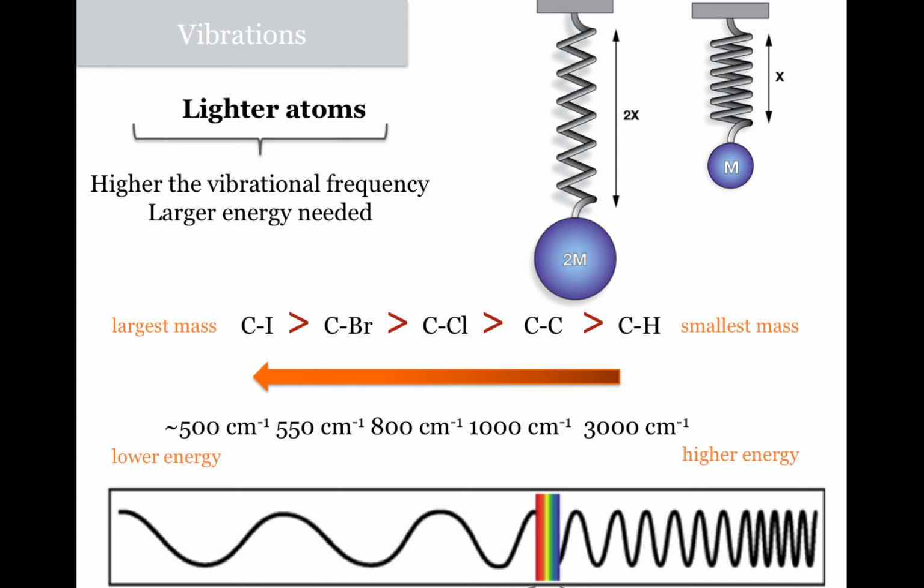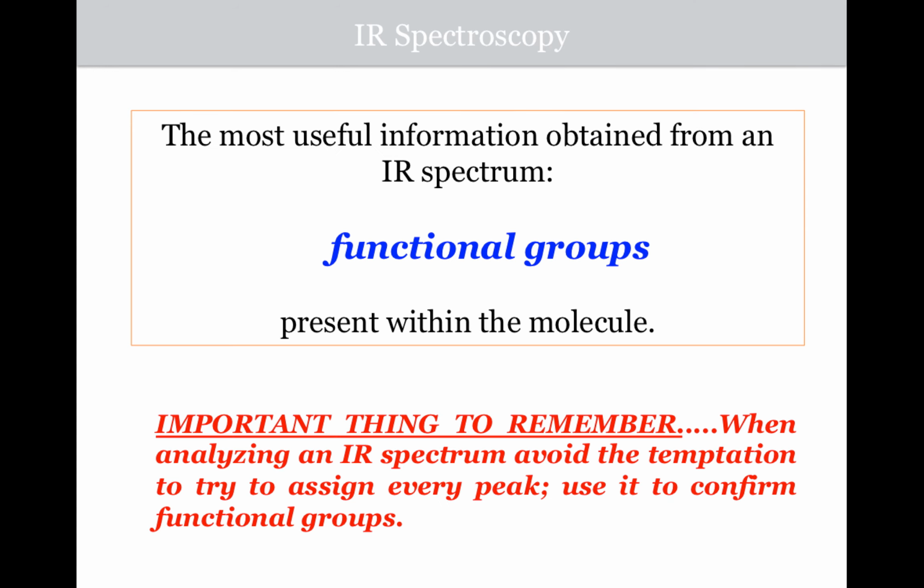So these are the theoretical backgrounds. Now we can start learning the practical aspects of IR spectroscopy. Functional groups are the only useful information you can get from an IR spectrum. It is important to remember when analyzing an IR spectrum, you cannot assign every single peak.